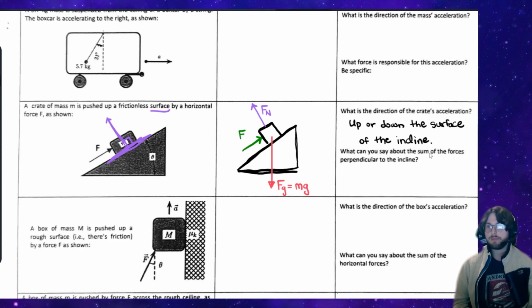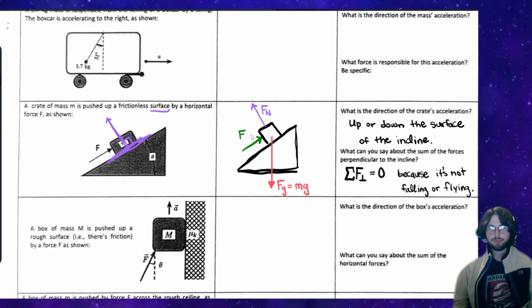And finally, what can we say about the sum of the forces perpendicular to the incline? Well, let's just ask ourselves, is it falling? Is it flying? No? No? Okay. So we're just going to say that the sum of the forces in the perpendicular direction have to equal 0 because it's not falling or flying. Now, what do I mean perpendicular and parallel? Well, this is where we get into another kind of weird property of this that I'm going to at least give you a sneak peek of now.